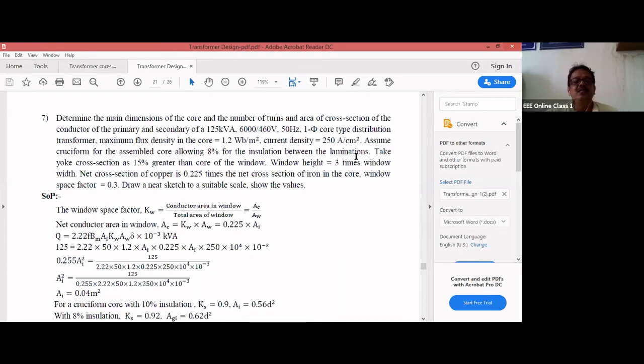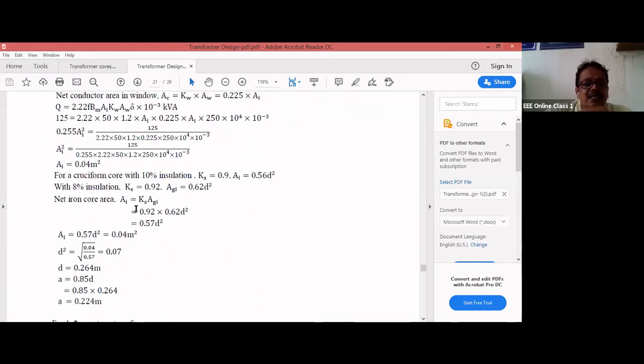Here, what they consider is 8% insulation. If you use this formula, AI is equal to KS into AGA; net iron area is nothing but KS into AGA. Normally you consider 10% insulation. So we made the table for square, two-step, three-step, and four-step cores. From that table, I can get the two ratios and I can get AI.